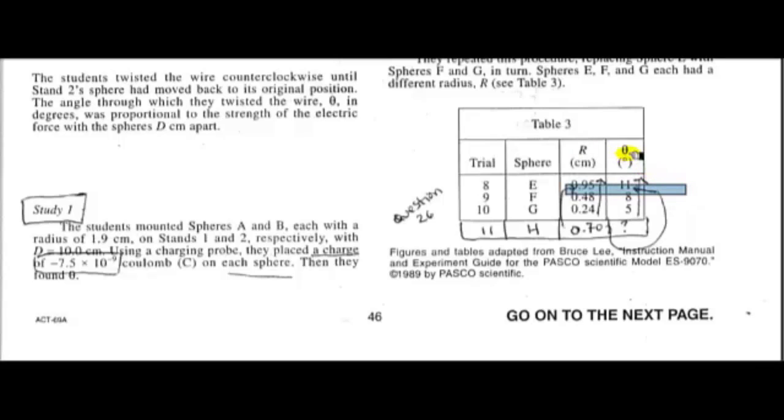So we're asked about what the new theta value will be. If we squeeze it in here, because remember the radius is going to be 0.7, 0.7 falls in between 0.48 and 0.95. So that means the new theta value will fall in between 8 and 11. Take your new information, plug it into the information that you have already, and then look at your answer choices.